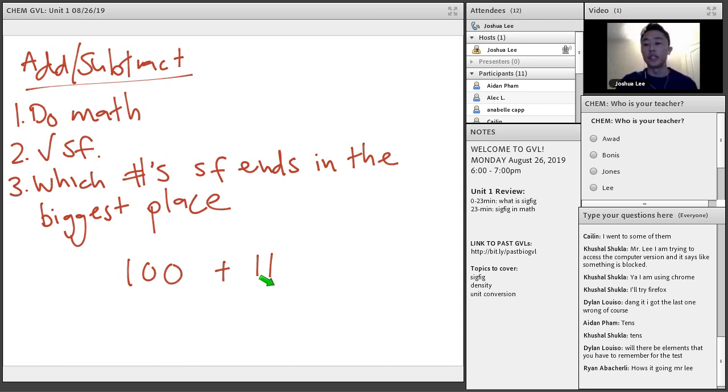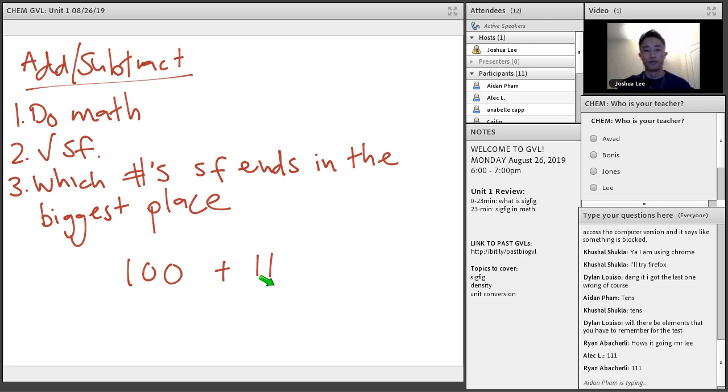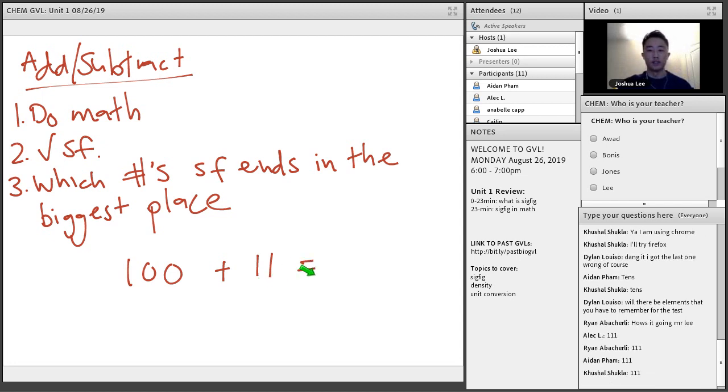So 100 plus 11 to normal people is how much? Hey, Ryan. Nice, 111. But then, so we check sig figs. There's a couple ways to explain this. You can say which number's sig figs ends in the biggest place, which number runs out of sig figs first.